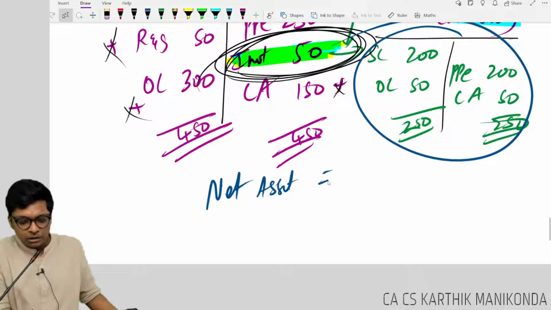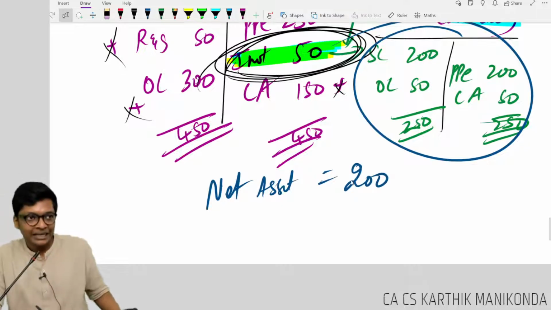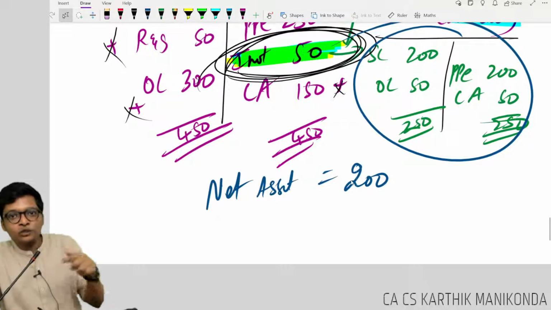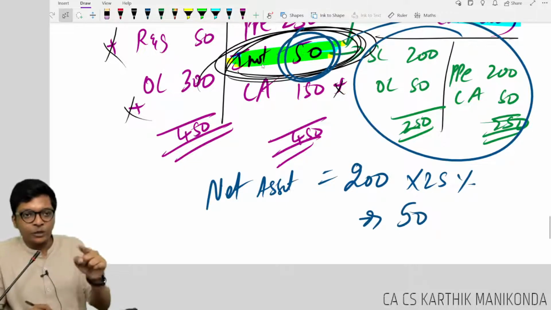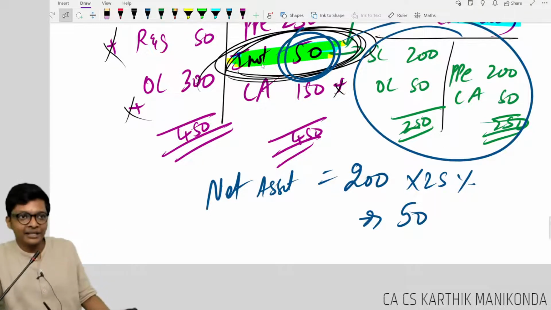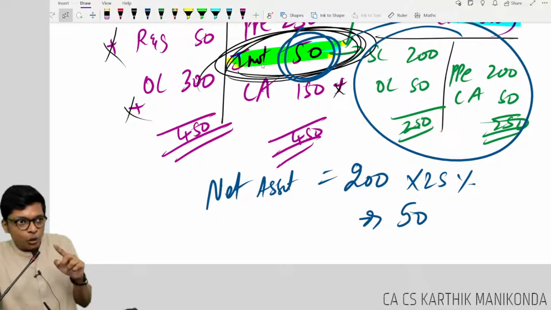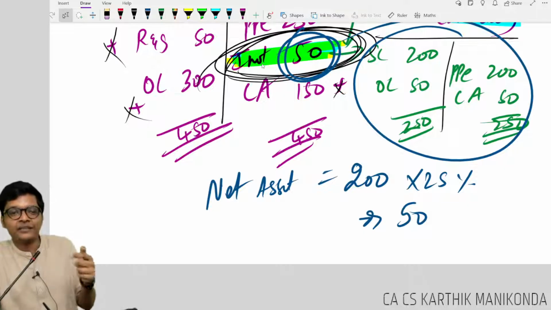Net asset is 200. In this 200, what belongs to me? 25%, which is 50. That 50 only I am showing here, correct? Are you following, guys? But this was the value on the date of investment.